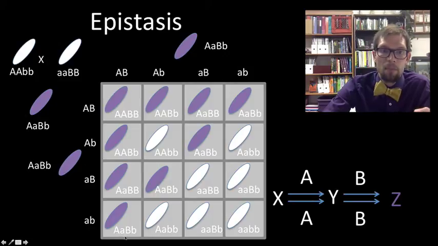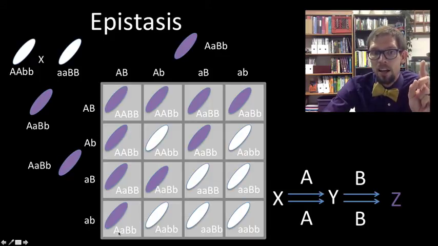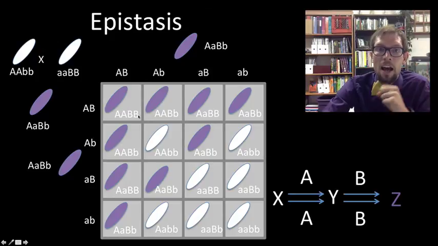You can see anytime these individuals have at least one dominant allele for the A gene and one dominant allele for the B gene, they end up being purple. So all of these have at least one, sometimes two, of the dominant alleles for both of the genes. However, anytime you have a recessive individual in either or both of the genes, you end up with the white. So this individual is recessive in the B, this one's recessive in the B, this one's recessive in the B as well. These three are all recessive in the A, and this one's recessive in both of them.